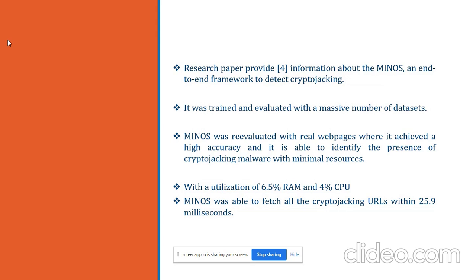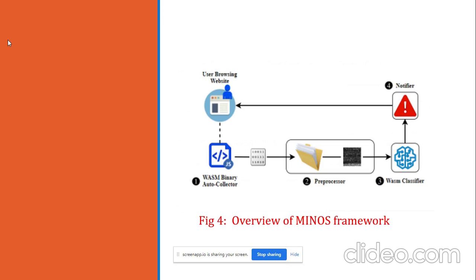One of the examples analyzed gave an output with the usage of 6.5% of RAM and 4% of the CPU. Minus was able to fetch all the cryptographic URLs within 25.9 milliseconds. Here is an overview of the Minus framework.